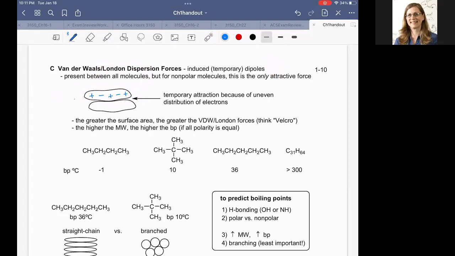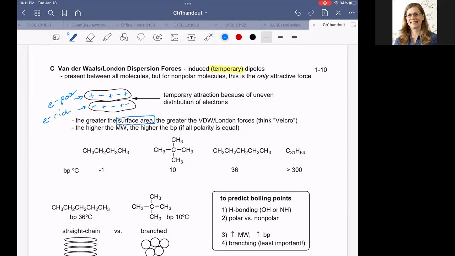And so if this area right here is electron poor, just temporarily, right? This is temporary. Then that's going to induce a dipole in the next molecule to make this electron rich. So electrons are going to be drawn to that area to counteract the electron deficiency. So we end up having an attraction between molecules, a temporary attraction due to uneven distribution of electrons. And what this really ends up being is a surface area effect.